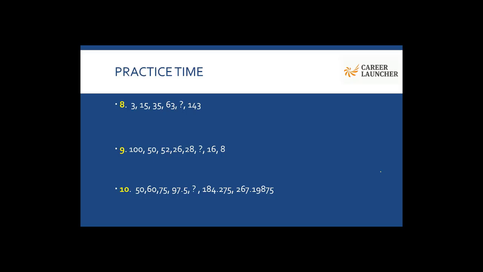But if you look closely, 3 is nothing but 1 into 3, 15 is 3 into 5, 35 is 5 into 7, 63 is 7 into 9, and we want one more number here, and then we have 143, which is 11 into 13. So what we are doing, we are multiplying the two consecutive odd numbers. So the number that should come in the place of question mark would be nothing but 9 into 11. 99 here.